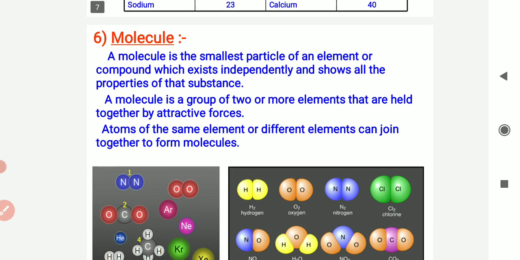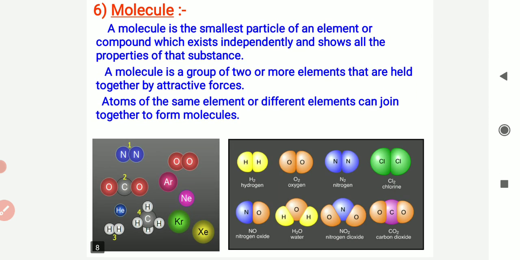Now let us move to our next part, molecule. In the previous video we discussed atoms. What is an atom? It is the smallest unit of any matter that we see, the smallest particle of an element. Now what is a molecule? A molecule is the smallest particle of an element or compound which exists independently and shows all the properties of that substance.